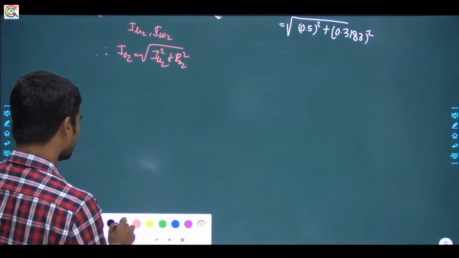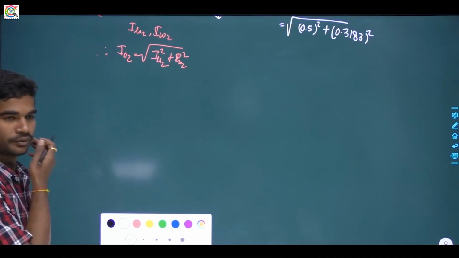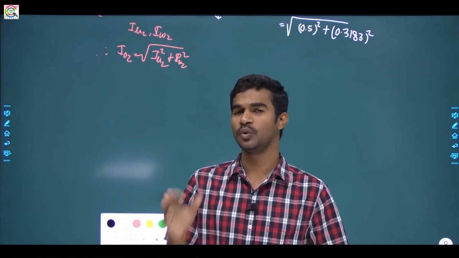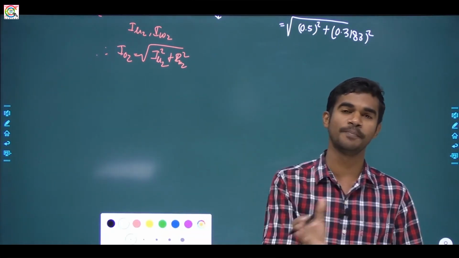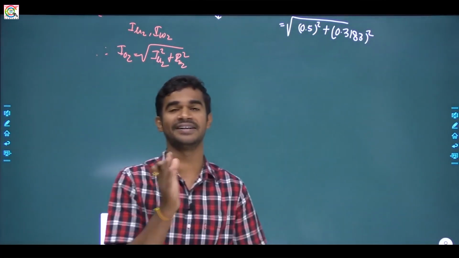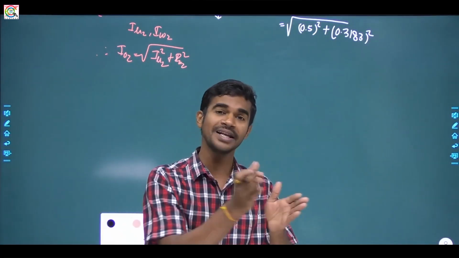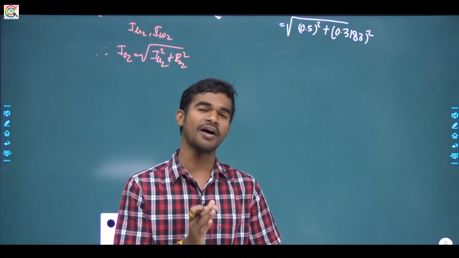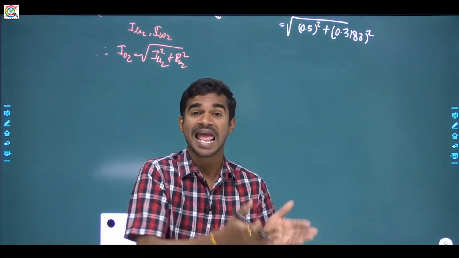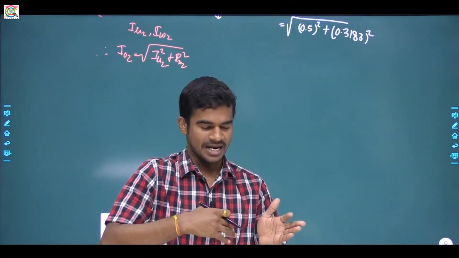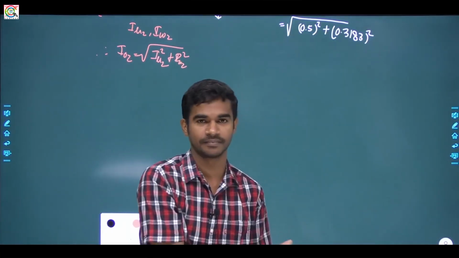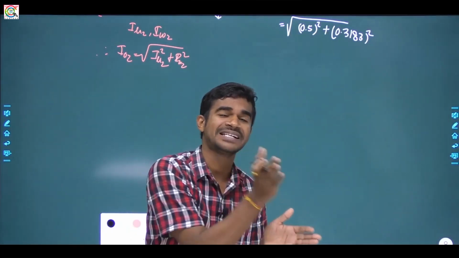So how to find Imu2 and Iw2? Here you have to know two important concepts or relations. The first one is whether the test is conducted on the LV side or on the HV side, the iron losses remain the same because it is made up of the same iron material, and again it is operating at the same flux. It is operating at rated flux.